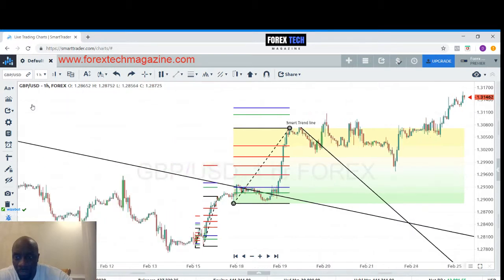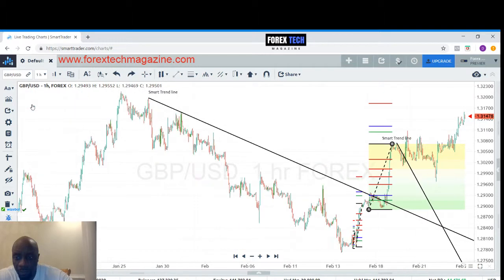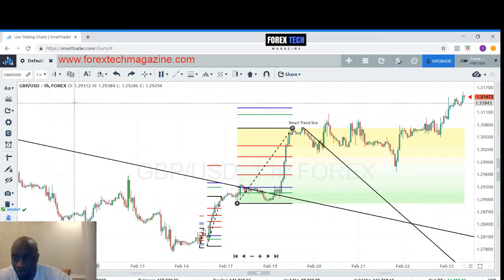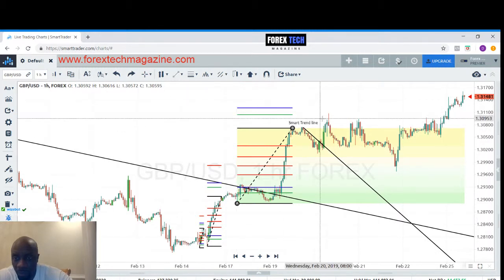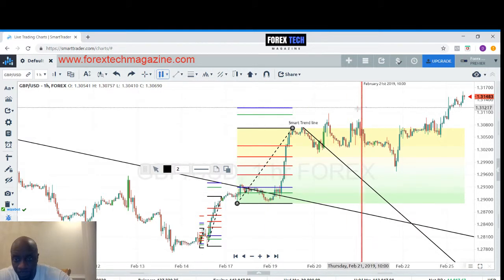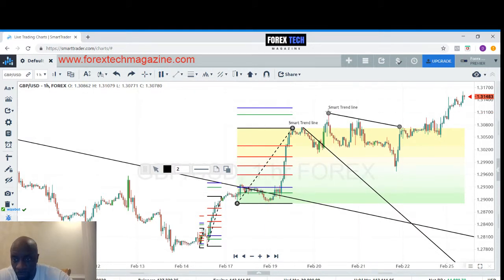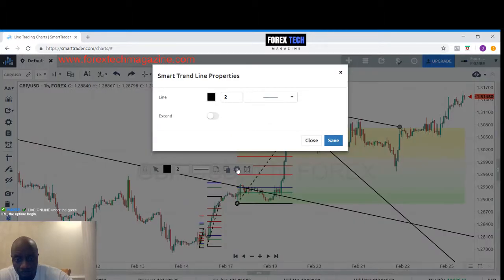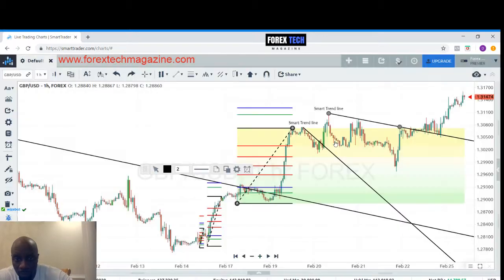Great Britain pound, US dollar. It's still on its way trying to hit that target. And I gotta be honest with you, this is one I looked at, but I haven't really looked at too much, just because it was trading so badly earlier. Well, yeah, definitely broke it.